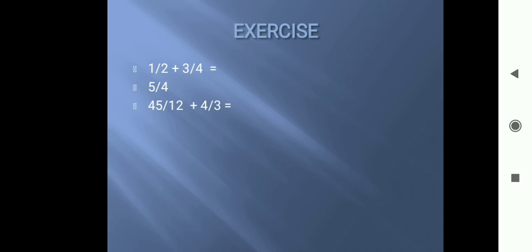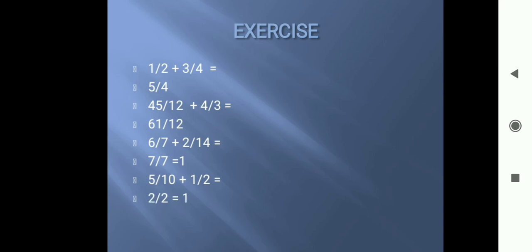45 upon 12 plus 4 upon 3 is equal to. Pause the video and find out the answer. The answer will be 61 upon 12. We have to convert it into a mixed fraction, but for convenience, I have not converted it. Next, 6 upon 7 plus 2 upon 14. The answer is 7 upon 7, which is equal to 1. And last is 5 upon 10 plus 1 upon 2. Ready? So the answer is 2 upon 2, which is again equal to 1.